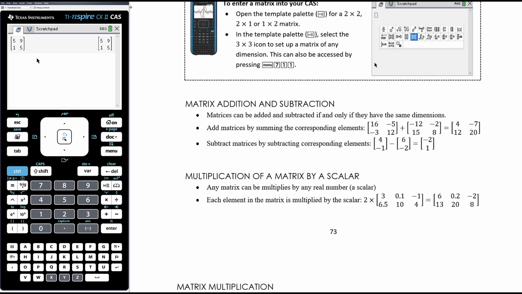Matrix multiplication of a matrix by a scalar. A scalar is another way of referring to a constant value, or a numerical value, if we multiply by any real number. If we're multiplying a matrix by a number, we simply multiply every element in that matrix by that number. So here, for example, we are doing 2 times this 2 by 3 matrix, and all we're doing is doubling the 6 elements in the matrix. So 2 times 3 is 6, 2 times 0.1 is 0.2, 2 times negative 1 is negative 2, etc. Nice and easy, nothing complicated.